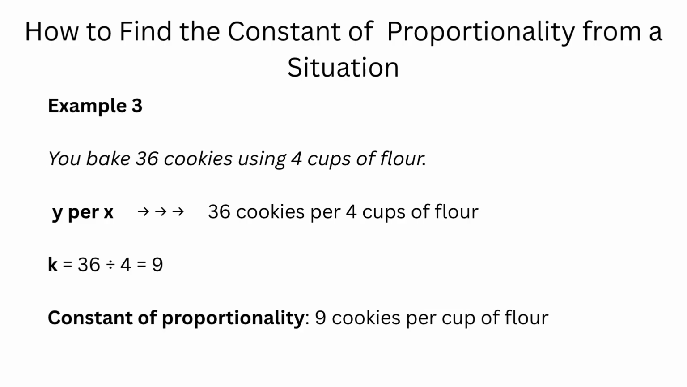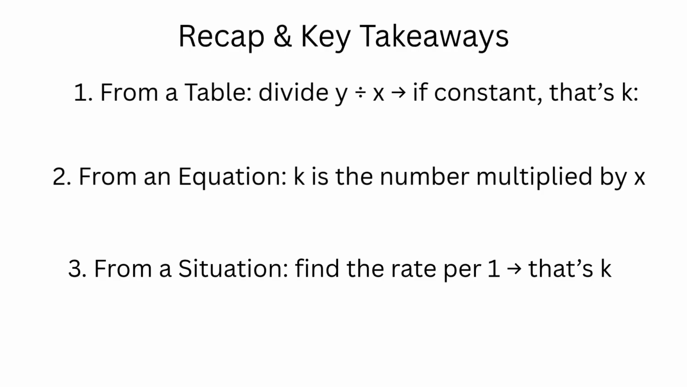And one more. You bake 36 cookies using 4 cups of flour. We divide 36 by 4 and get 9. So K equals 9, meaning 9 cookies per cup of flour.